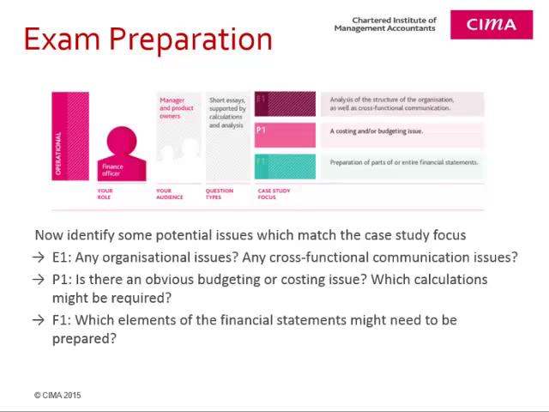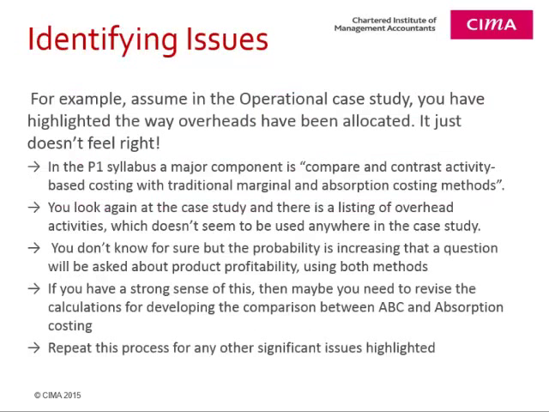So let's say when you've gone through the operational case study, you've highlighted the way overheads have been allocated. It just doesn't feel right. And when you look in the P1 syllabus, a major component is compare and contrast activity-based costing with traditional marginal and absorption costing methods. So you have another look at the case study, and there you see a listing of overhead activities which doesn't seem to be used anywhere in the case study. It's there but doesn't seem connected with anything else.